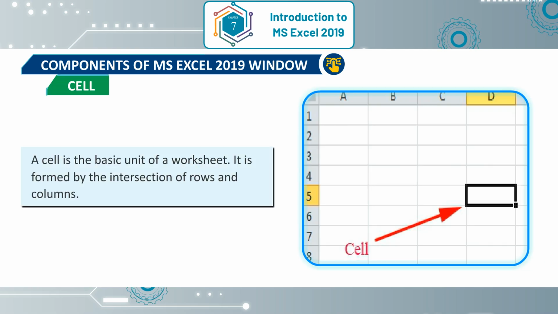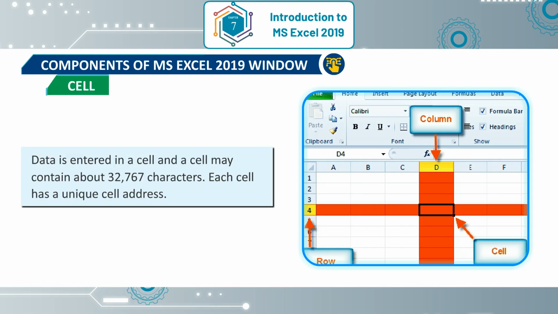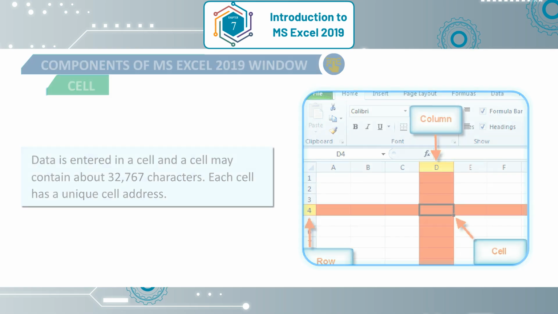Cell. A cell is the basic unit of a worksheet. It is formed by the intersection of rows and columns. Data is entered in a cell, and a cell may contain about 32,767 characters. Each cell has a unique cell address.